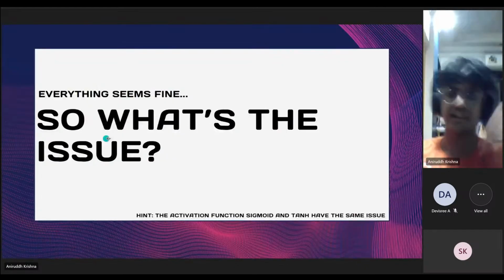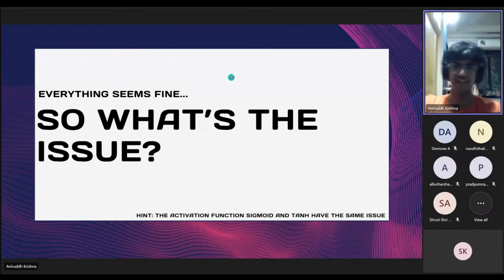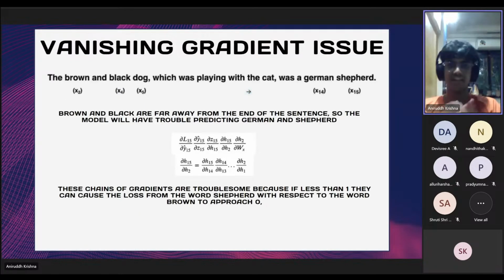Yeah, so someone said vanishing gradient issue. That's precisely the answer. So what exactly is the vanishing gradient issue? For example, just take this sentence: The brown and black dog, which was playing with a cat, was a German Shepherd.